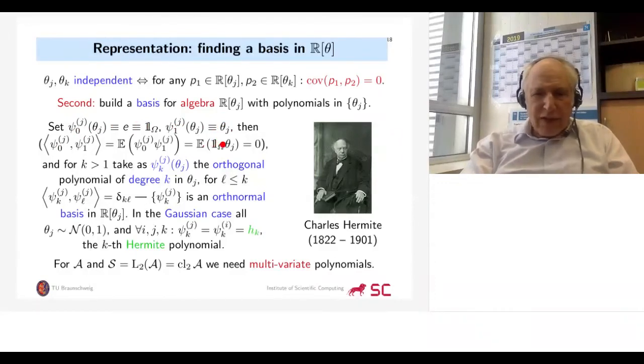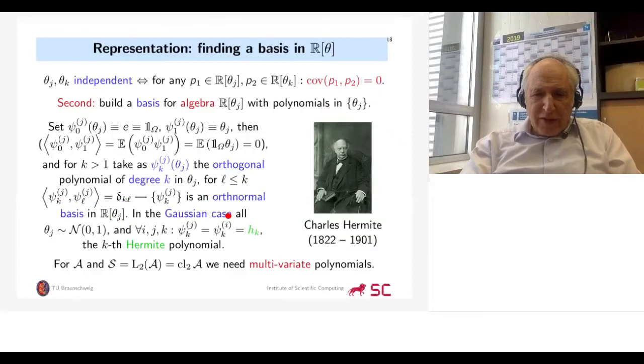So I have to start. And for k larger than 1, I take c_k to be the orthogonal polynomial of degree k in this random variable, which is orthogonal to all the ones with lower degrees. So that this equation holds: for l equals k, it has variance 1, and for l less than k, the delta_kl, the Kronecker delta, is 0, they're orthogonal. So this way I get an orthonormal basis in this algebra of polynomials in the random variable theta.